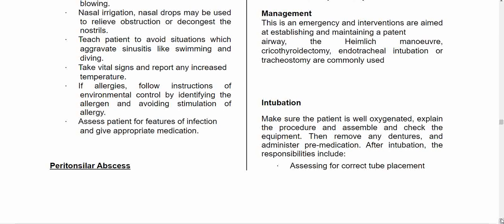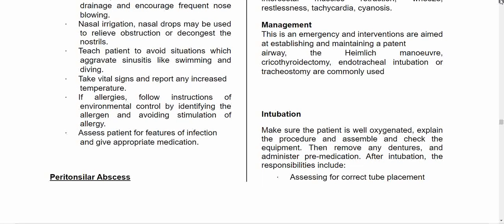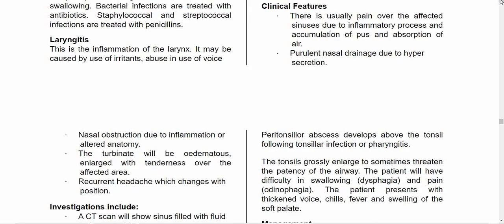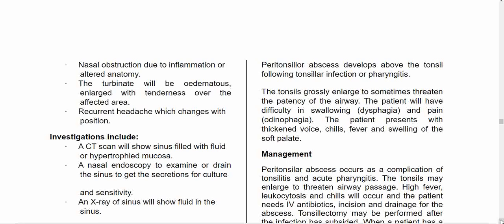Another thing is peritonsillar abscess. Peritonsillar abscess develops from the tonsil following tonsillar infection or pharyngitis, and the tonsils are grossly enlarged, sometimes threatening the patency of the airway. The patient will have difficulty in swallowing, dysphagia, and pain, that is odynophagia. The patient presents with a thickened voice, chills, fever, and swelling of the soft palate.